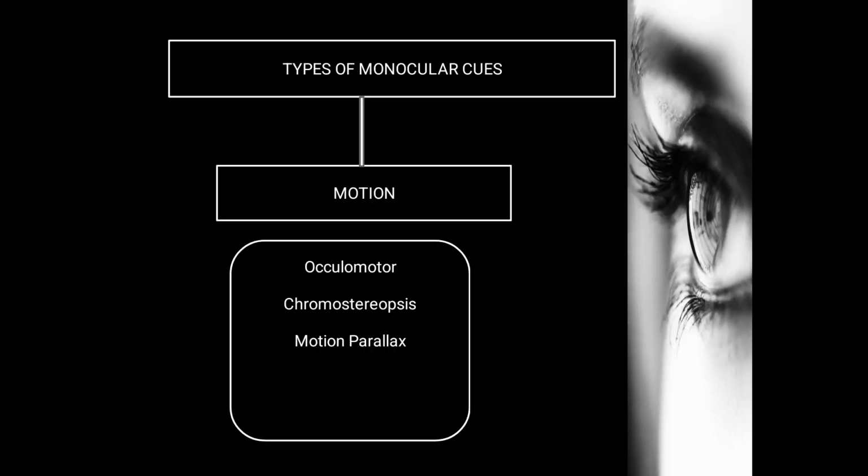Now it depends upon the motion. If anything is in motion, if any movement is shown, then it comes under the monocular cues. The first one is oculomotor, the second one is chromostereopsis, and the third one is motion parallax.